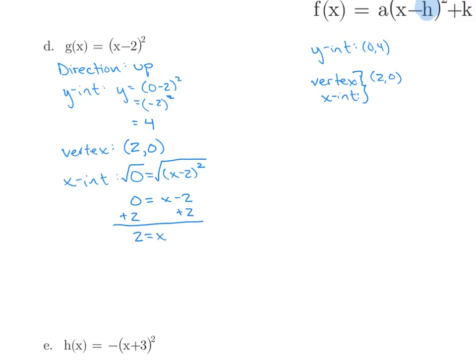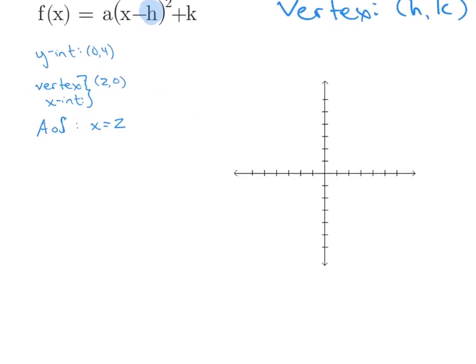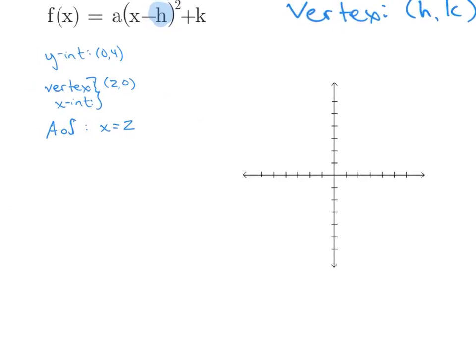Okay, we also have axis of symmetry. Axis of symmetry is x equals the x-coordinate of our vertex, so it's going to be x equals 2. Alright, let's go ahead and graph what we have so far and see what we have. So we have our y-intercept of 0, 4. We have our x-intercept and our vertex of 2, 0. This is not enough to graph, so we do need a symmetric point.